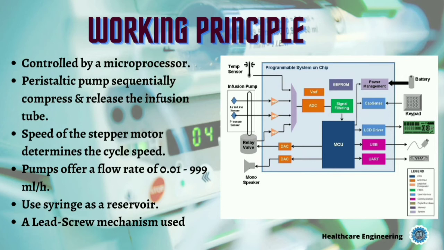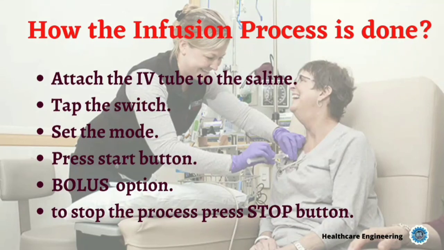Syringe-based pumps use a syringe as a reservoir for the drug and deliver the liquid by pushing the plunger into the body of the syringe. A lead screw mechanism presses the thread block against the piston. Spring regulators use a spring or gas mechanism to provide a relatively constant force on the piston, which creates the pressure for the fluid supply. Now let's see how the infusion process is done.